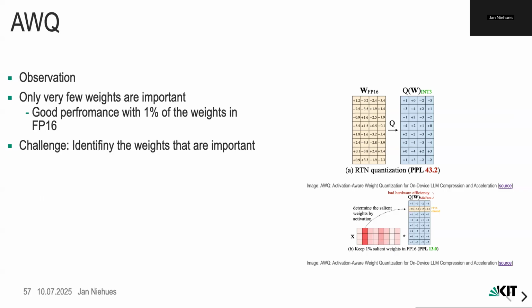And they did one experiment here: if you quantize everything, and you always round to the nearest, you get a perplexity of 43. Perplexity is a measure for language models, and the lower value is better. And you see, if you're just doing quantization from FP16 to INT3 here, I think even, then you're getting a bad performance.